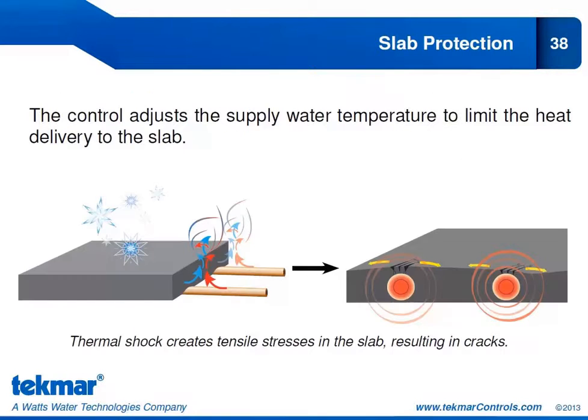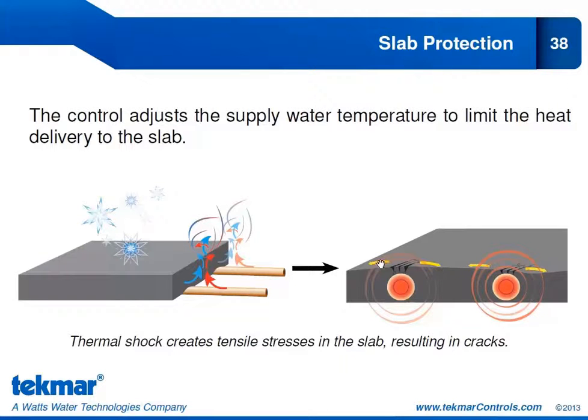Slab protection is a feature that you can turn on or off in the system menu. Now the reason you would want to enable slab protection is to protect your slab surface. What happens when you send very hot supply temperature for snow melting to a very cold slab, like in startup conditions, you can create a thermal shock at the slab. And thermal shock can result in tensile stresses.